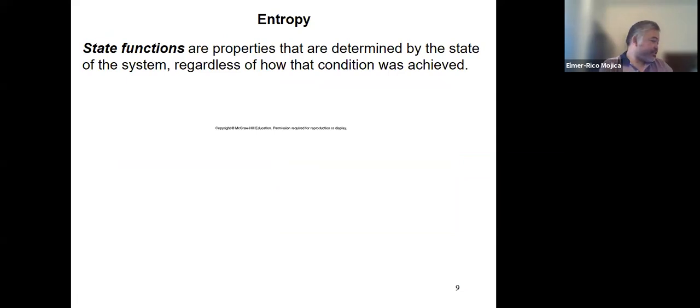So when you say a state function, it depends on the final and initial condition. So when you're talking about the state function, these are properties that are determined by the state of the system, regardless of how that condition was achieved.